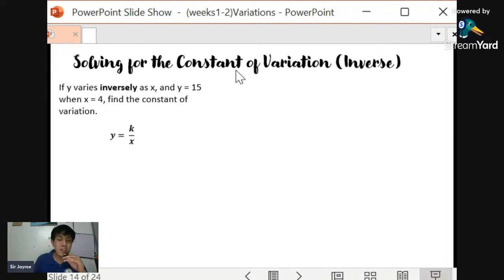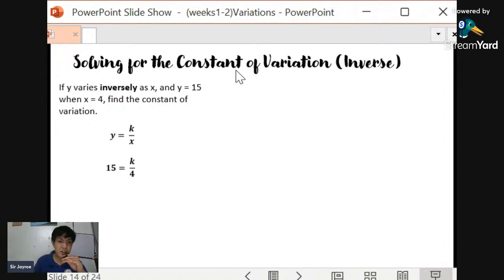Since we are talking about inverse variation, y varies inversely as x, so the variable x should be in the denominator, no? Nasa ibaba siya ng k. So the equation here is y is equal to k over x. Then we're going to replace the values. So ang y natin ay 15 and then yung x sa ilalim ng k ay 4. Now to get the k, since meron tayong fraction here, we're just going to do cross multiplying.